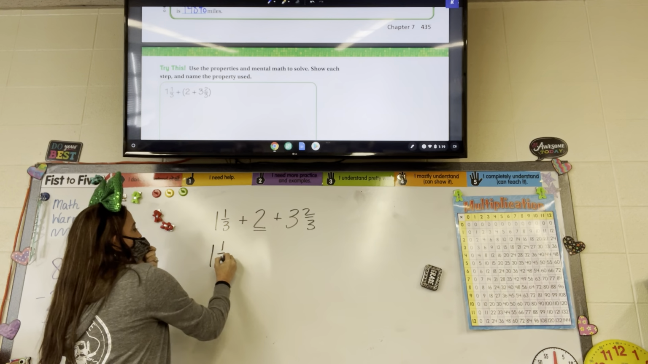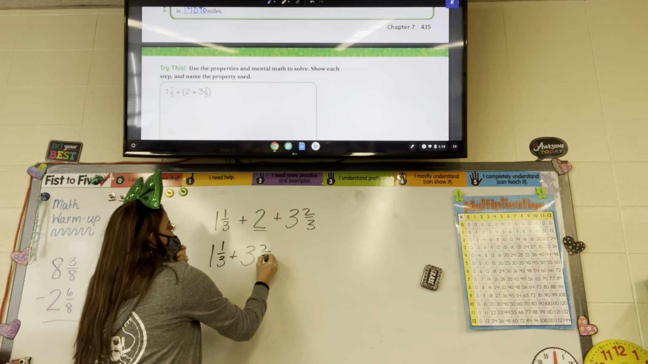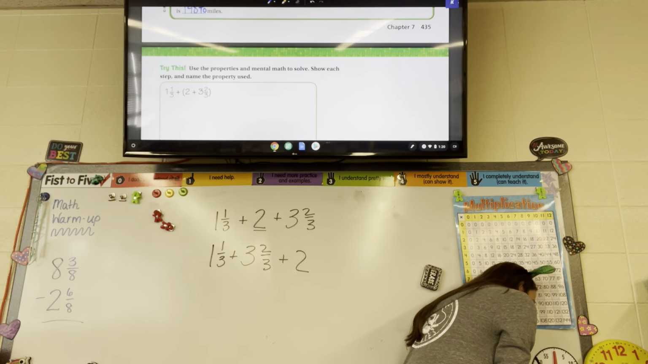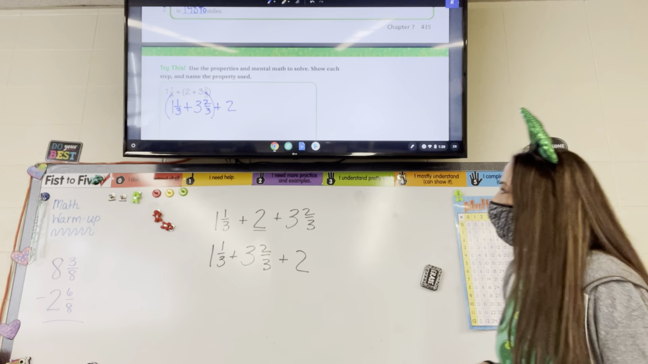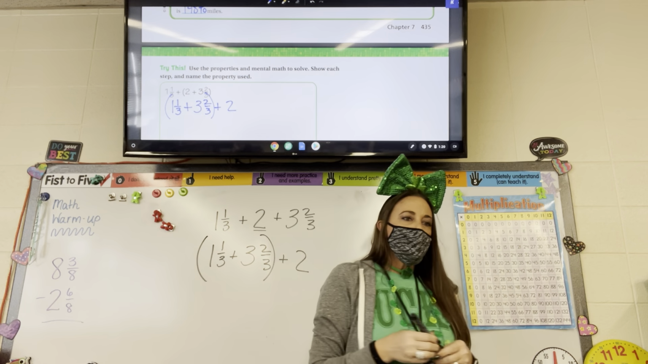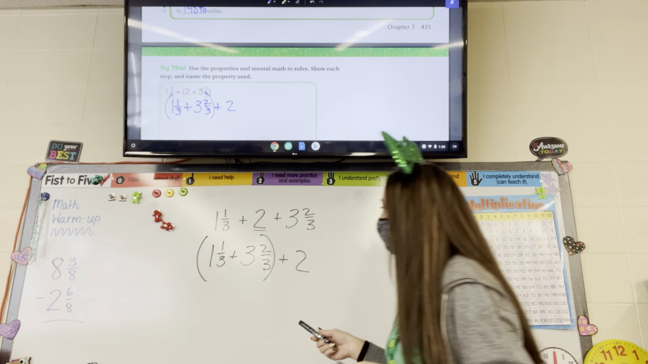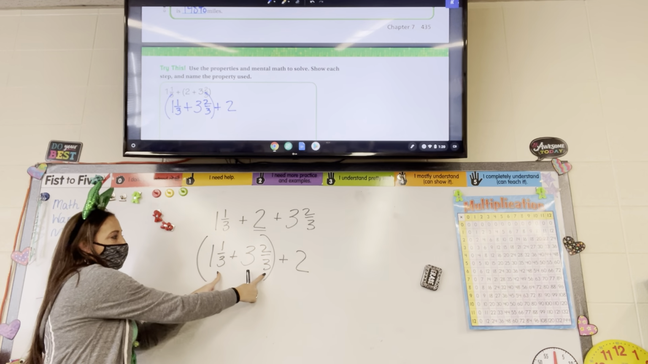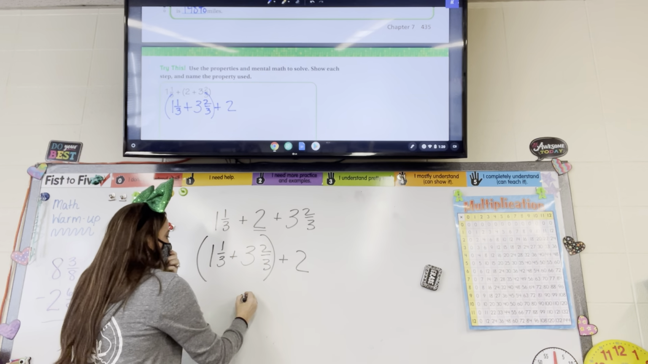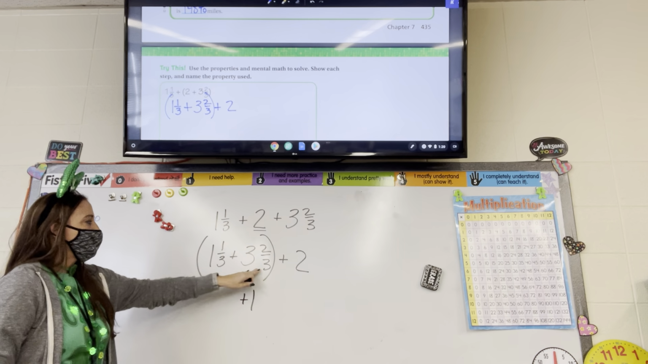We're going to rewrite them. 1 and 1 third plus 3 and 2 thirds plus 2. So underneath where they have written it, you're going to write 1 and 1 third plus 3 and 2 thirds plus 2 wholes. And we're going to put parentheses around our first two add-ins. Now for now, let's look at just what's in the parentheses. So Jace already told us the fraction part, 1 third plus 2 thirds is 3 thirds, or 1 whole, right? So let's write plus 1 right here. And we got the fraction done.